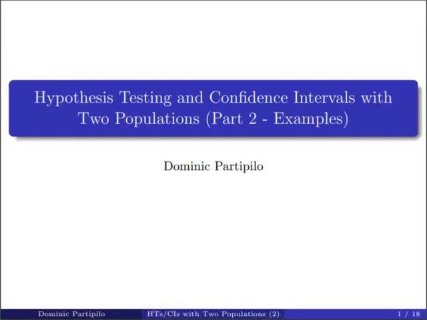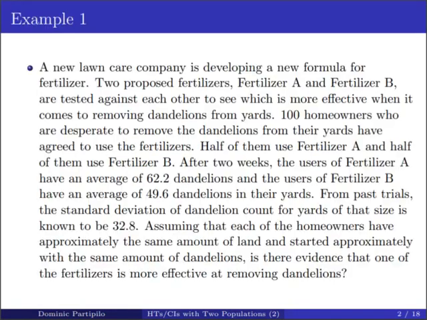Hey everyone, so in the last video we went over some definitions and some formulas involving hypothesis testing and confidence intervals with two populations, and in this video we're going to go over some examples. So let's look at the first example here.